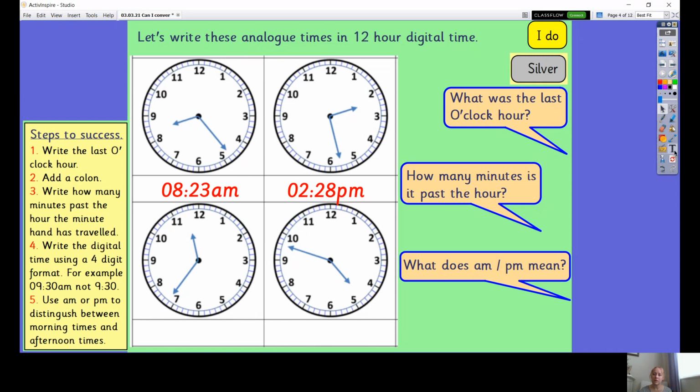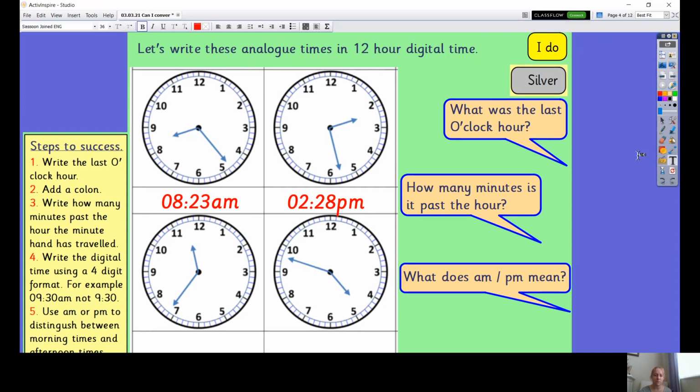Okay, so let's have a look together then. First thing I need to do, write the last o'clock hour. So I can see my hour hand is my first interest here, the bit that I'm interested in. And that hand has gone past the 11. It's not 12, it hasn't got to 12 yet, it's 11 because it's last gone past 11. So when that minute hand was back up there on the 12, it would have been 11 o'clock. So my first number is going to be 11.